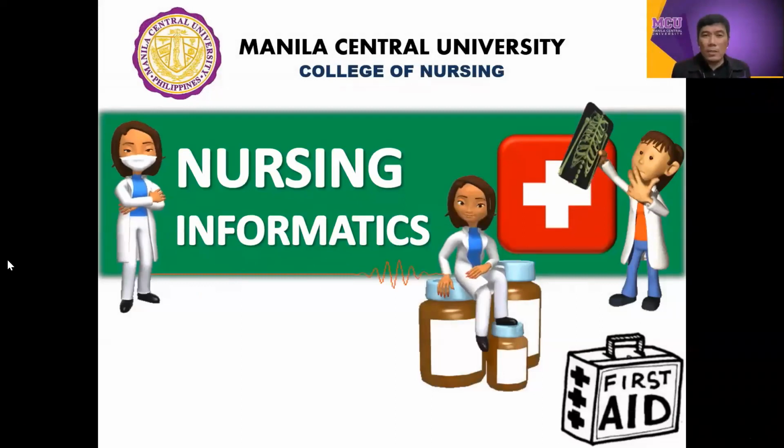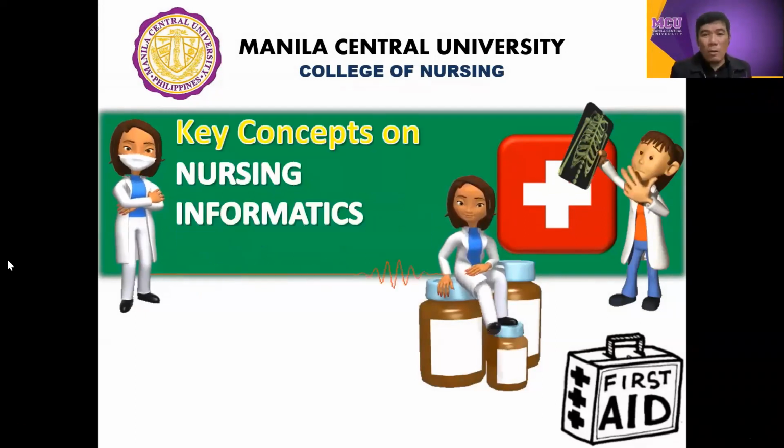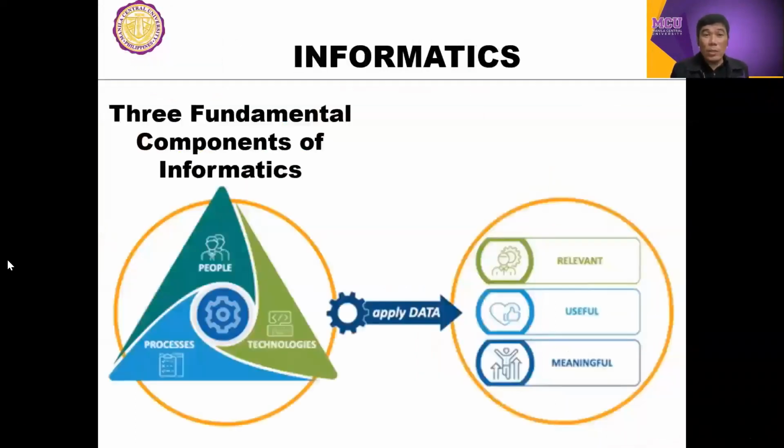To our concepts and topics that are very relevant, of integration of technology and at the same time our profession. When it comes to nursing informatics, there are three fundamental components of informatics: the processes, the people, and the technology. If we say processes, these are considerations on how the informatics concept will translate or apply data into relevant, useful, and meaningful information. So that's why there are three fundamental components of informatics.